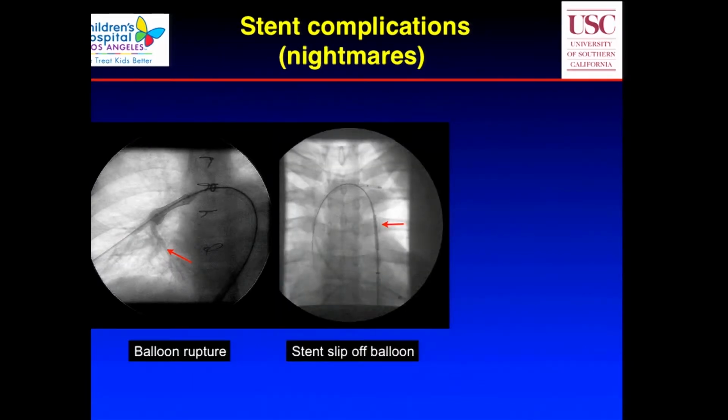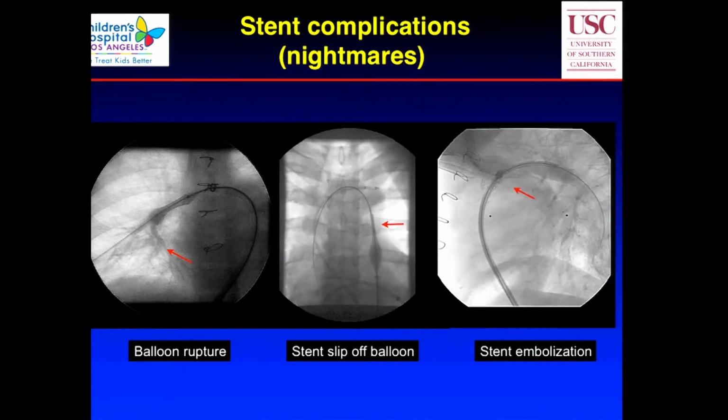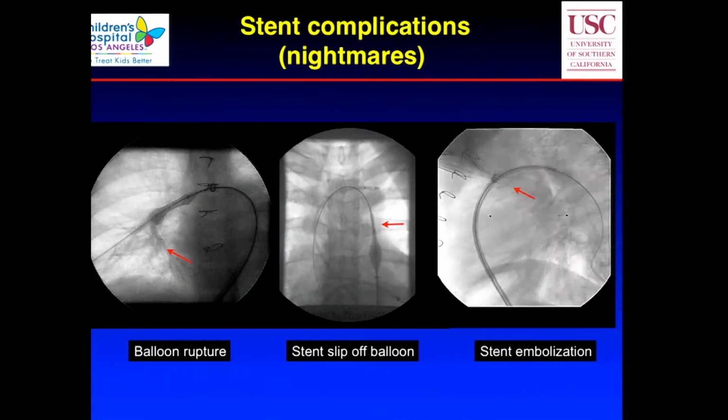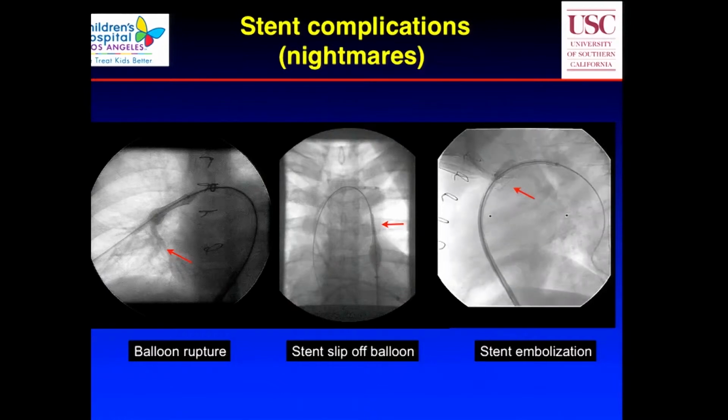There's another complication. The stent is not exactly centered on the balloon, but you say, that's okay, let's just keep going. So we inflate the balloon, and instead of the stent inflating, it slides off the balloon. Now you have a half-open stent, and it's not in the right place. The third one, the stent is in a good place, but for whatever reason, it embolizes now, flowing in the breeze of the flow. And of course, these are the things that make you tachycardic, like Omar says.